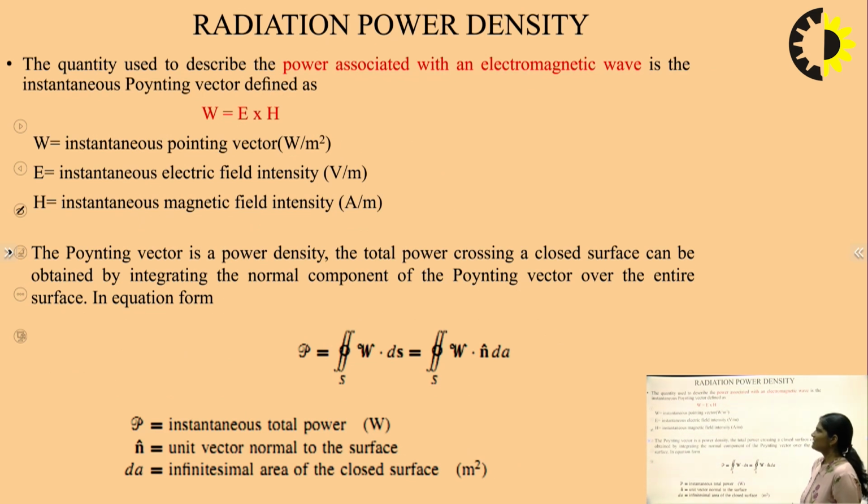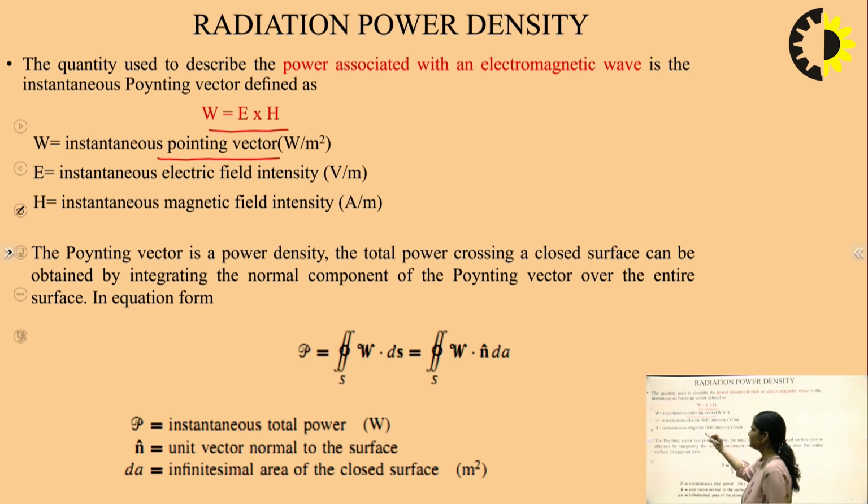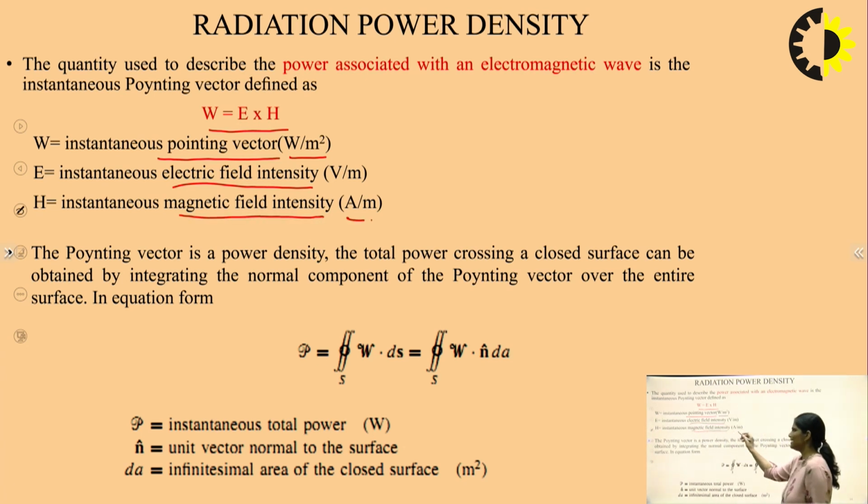Now radiation power density. The power associated with an electromagnetic wave is given by the instantaneous Poynting vector, that is W equal to E cross H. So W is the instantaneous Poynting vector, its units are watt per meter square. E is the instantaneous electric field intensity, its units are volt per meter, and H represents the magnetic field intensity, its units are ampere per meter.